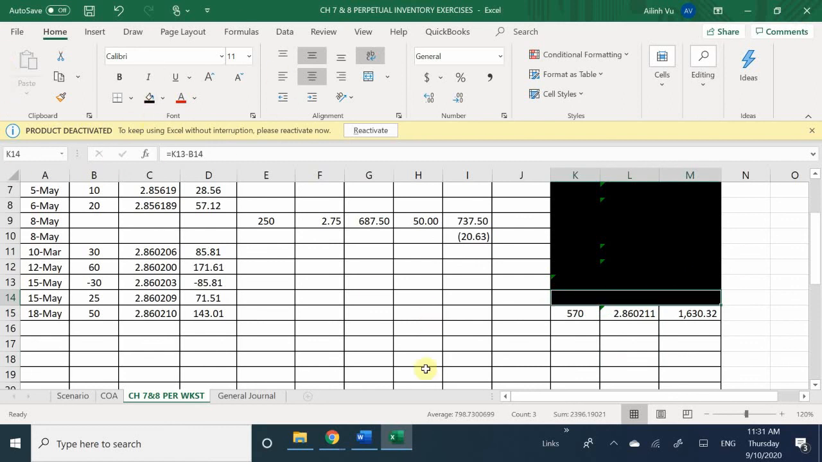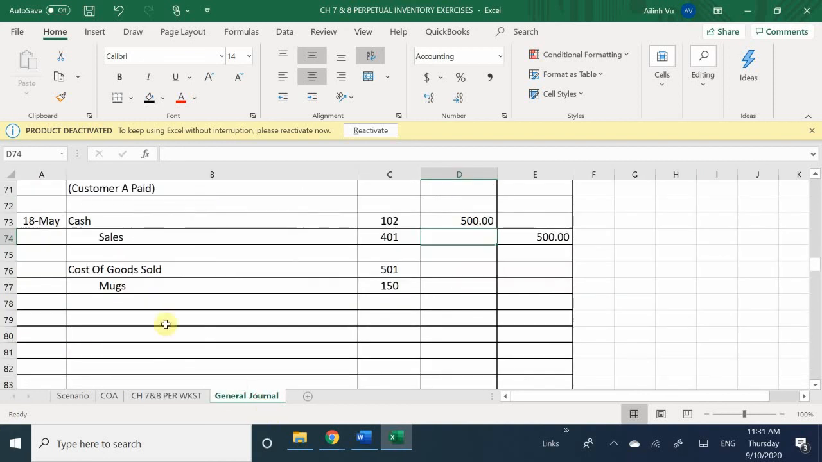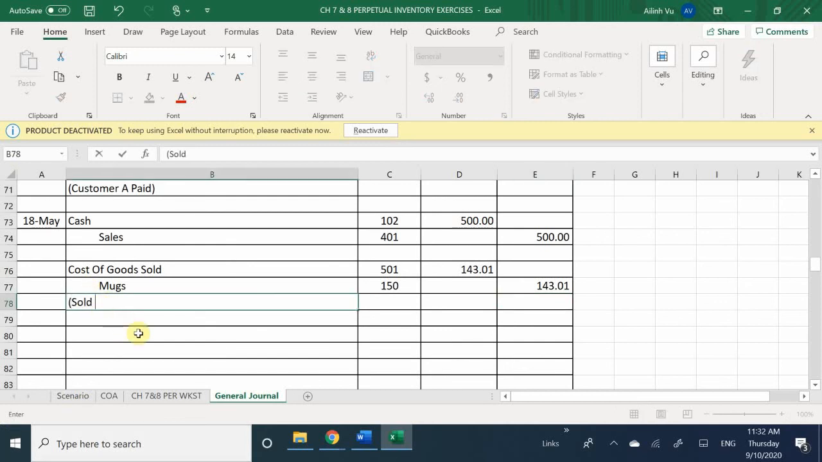Okay, we no longer have that. All right. So now we know how much we actually sold for the total of 143.01. Back to our journal. Okay. And I'm going to go ahead and indicate here that we sold 50 mugs.